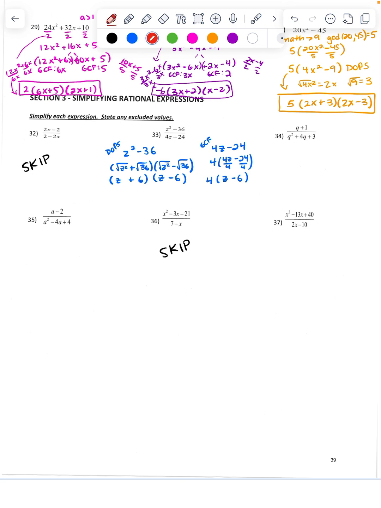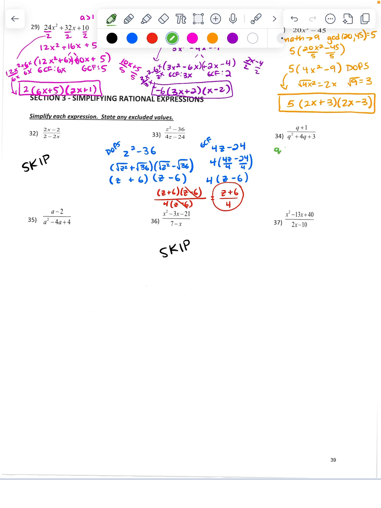Now if I'm writing my original fraction in factored form, the top, z squared minus 36, is z plus 6, z minus 6, and the bottom, 4z minus 24, is 4 times z minus 6. What I see here is that the minus 6's match perfectly, so I can cancel them out and write the problem without them. So my final answer is z plus 6 over 4.